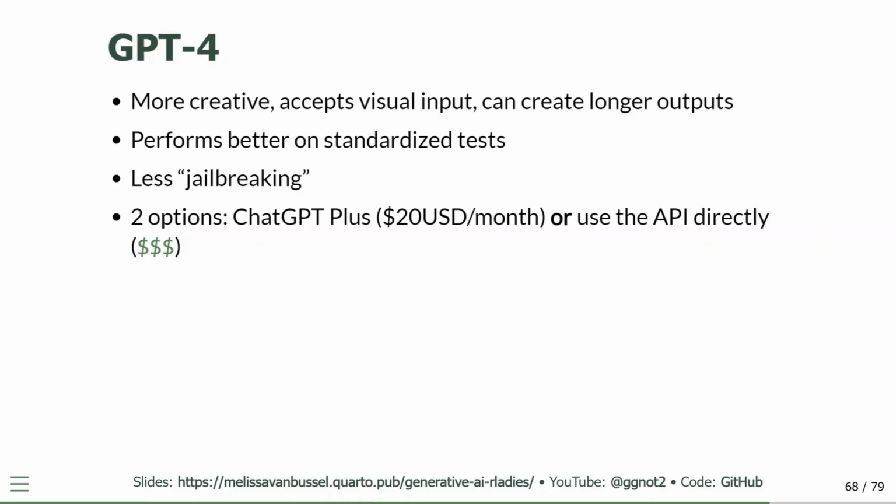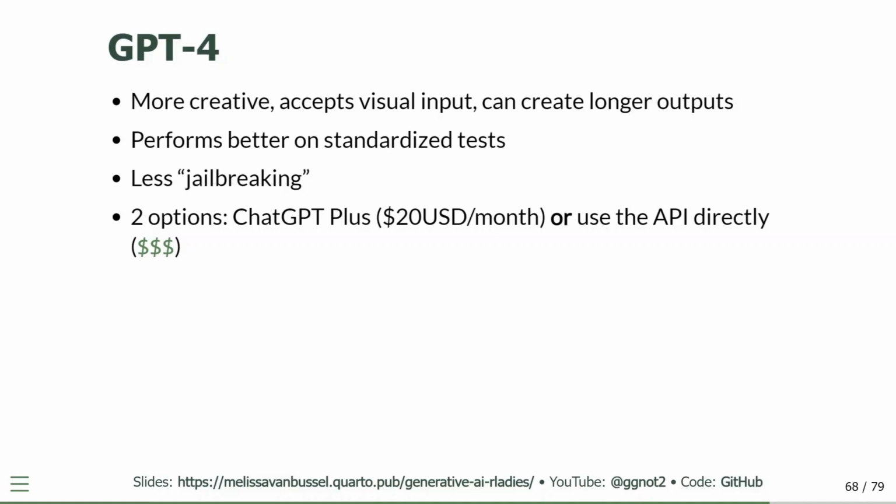There's less jailbreaking that's possible with GPT-4, and OpenAI says that GPT-4 is about 82% less likely to respond to requests for content that shouldn't be allowed. All in all, it is a better model. And if you want to access it, you have two options. One is you can pay for ChatGPT Plus, which is $20 a month, if you want to use it in the browser-based version. Right now, GPT-4 is not free in the browser-based version. It's only the GPT-3.5 model that's available for free in the browser-based version as of September 2023.